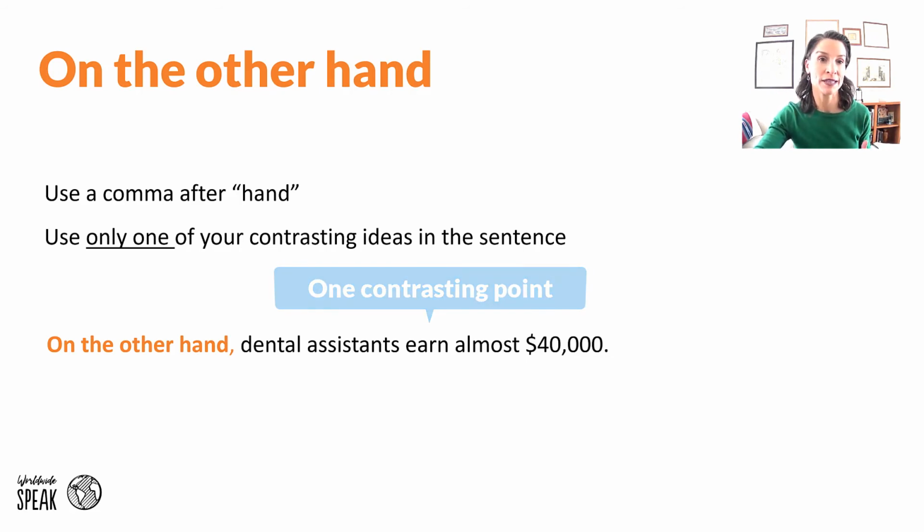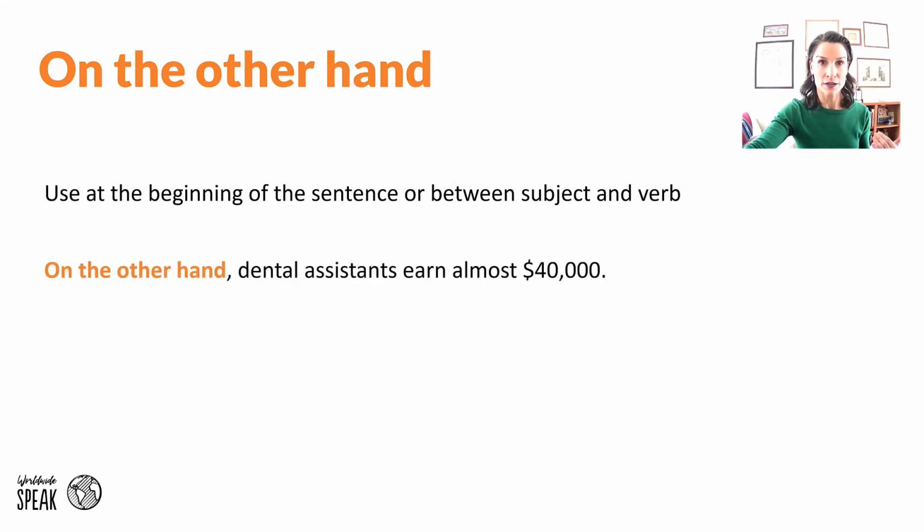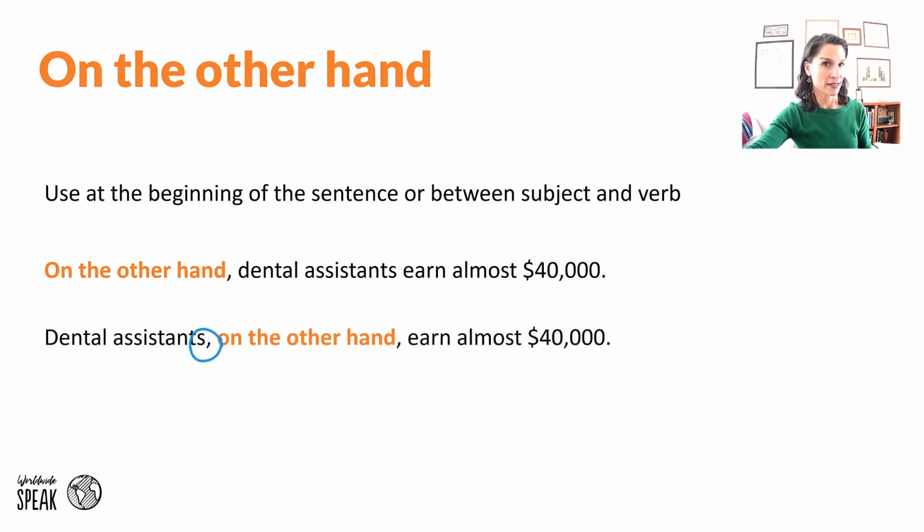So you are going to use it in the beginning of the sentence, the very first things that you write in the sentence, or you can use it between your subject and a verb like this. So the first one, on the other hand, dental assistants earn almost $40,000, or you can write it like this. Dental assistants, comma, on the other hand, comma, earn almost $40,000. And that's a very elegant way that you can use this phrase as well.